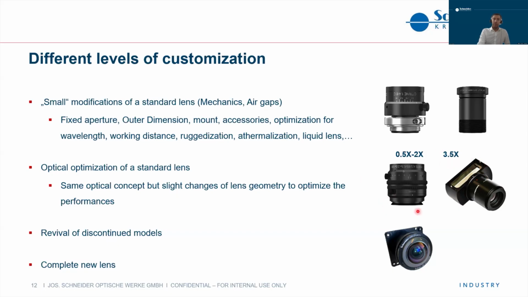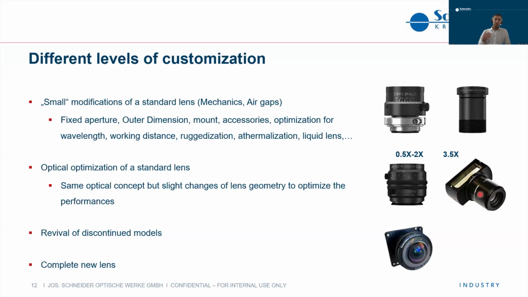And if we are lucky, we don't have to modify every lens. Maybe we can just modify one or two lenses to achieve our goal. Then all the other lenses are still the lenses we use for our standard lens, which is also saving a lot of time and cost for this development. So it would be the second type of customization.